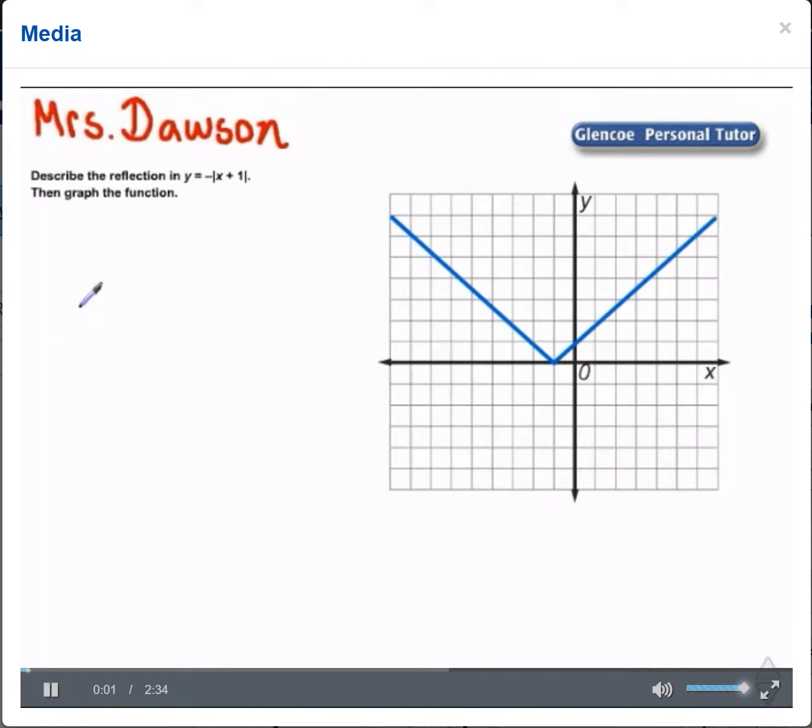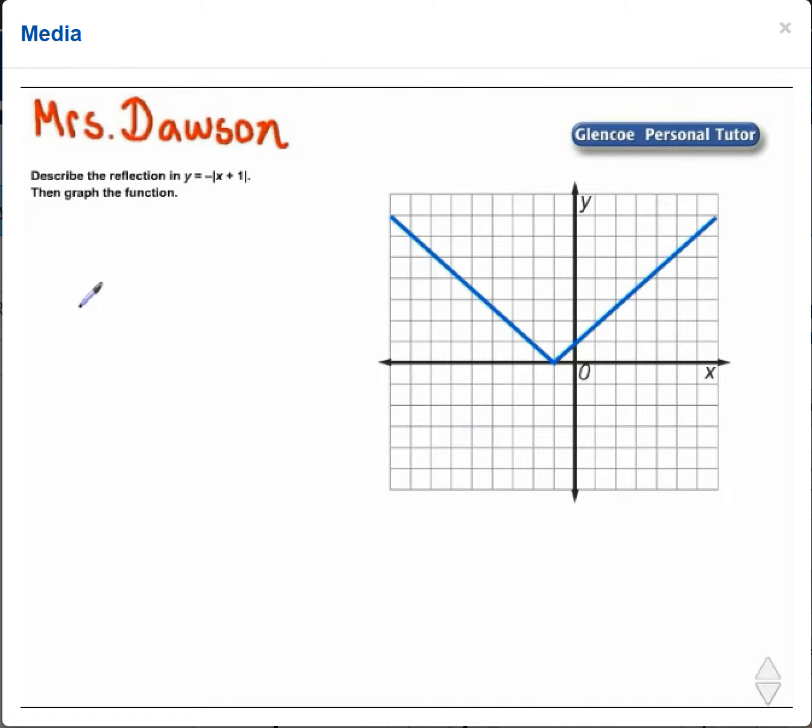This is Mrs. Dawson. Describe and graph reflections. Describe the reflection in y equals the opposite of the absolute value of x plus 1. Then graph the function. We're investigating y equals the opposite, or negative 1, times the absolute value of x plus 1.